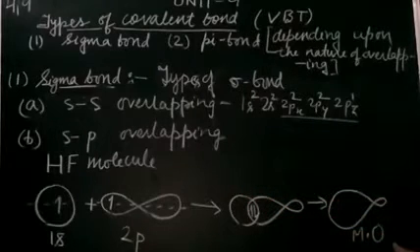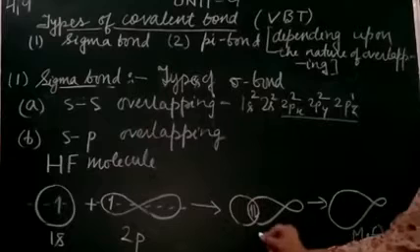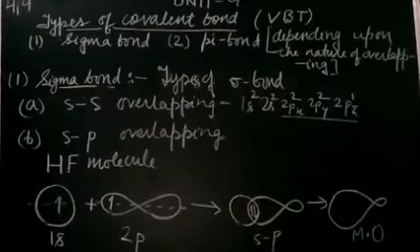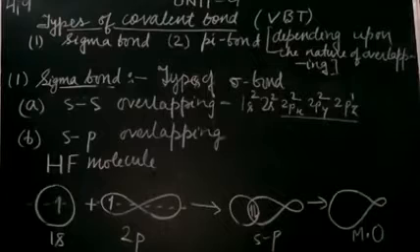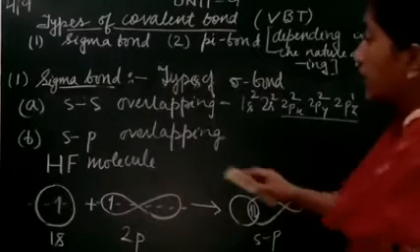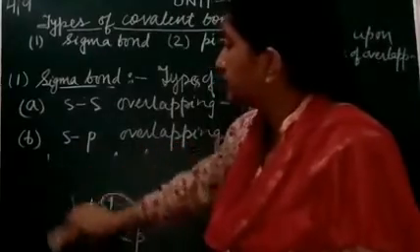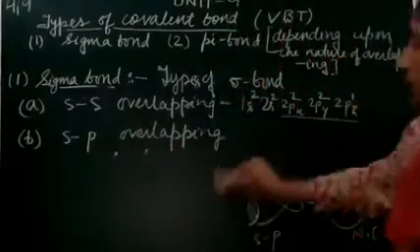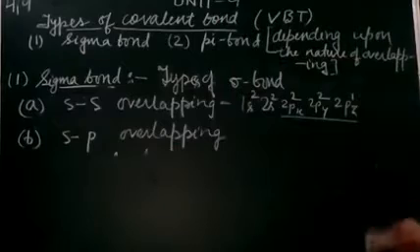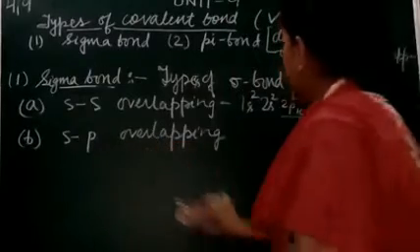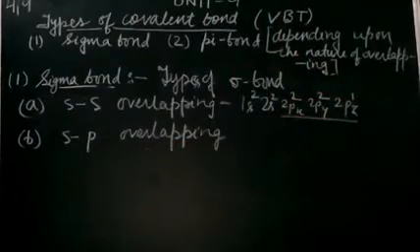molecule overlapping which is taking place, and it is known as the sp overlapping, because here we have one orbital of s and another orbital of p, so it is sp overlapping. Now the third type, students, is the pp overlapping.